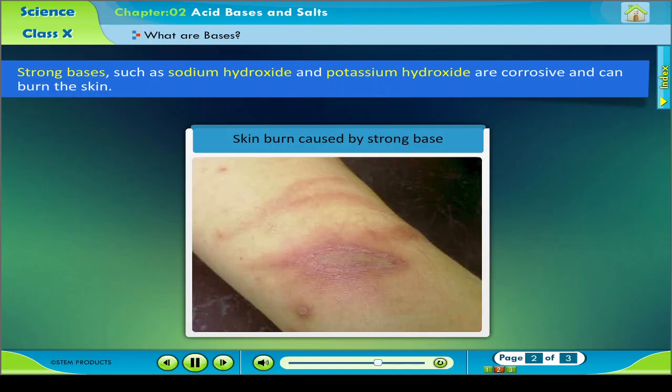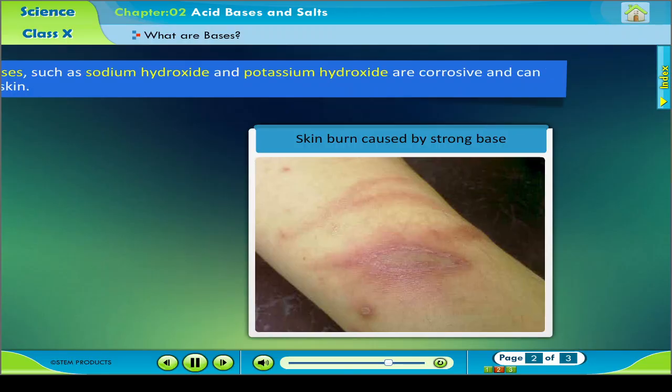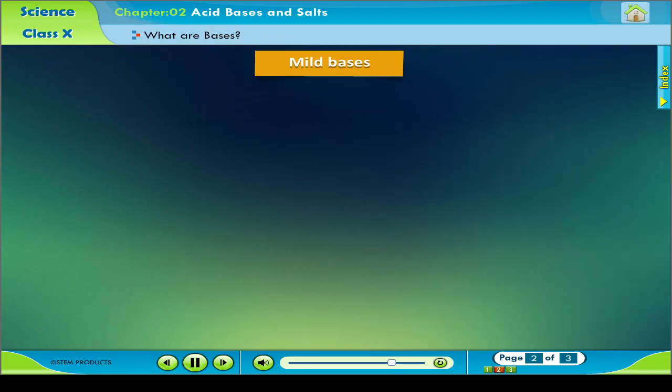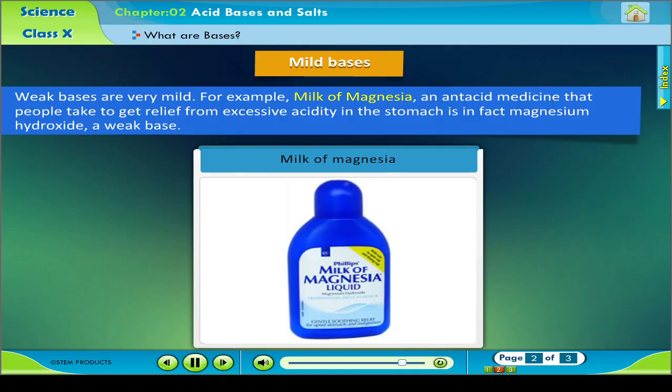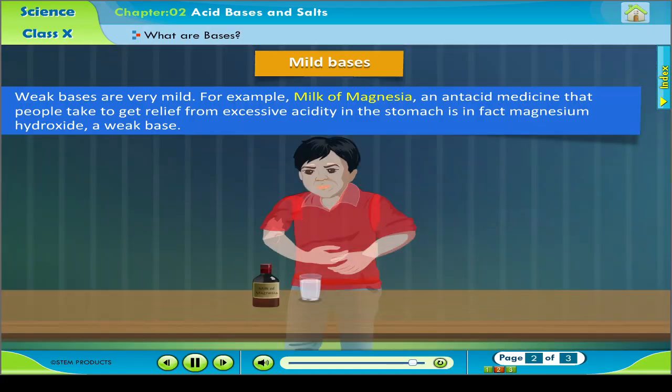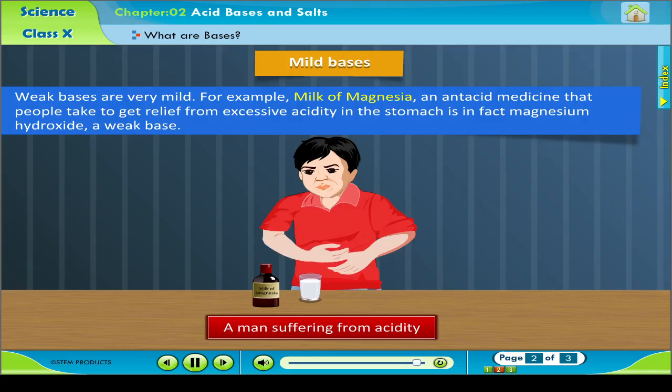Strong bases such as sodium hydroxide and potassium hydroxide are corrosive and can burn the skin. Mild bases. Weak bases are very mild. For example, milk of magnesia, an antacid medicine that people take to get relief from excessive acidity in the stomach, is in fact magnesium hydroxide, a weak base.